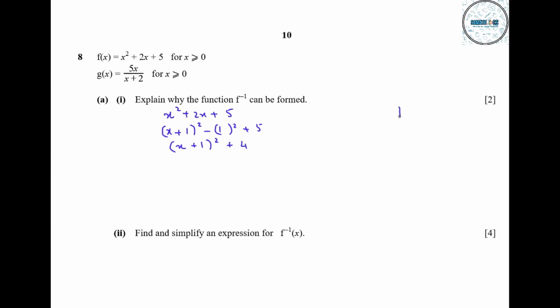So if we draw this curve, we will have minus 1 here and 4 here. So the curve would be drawn somewhat like this, right?